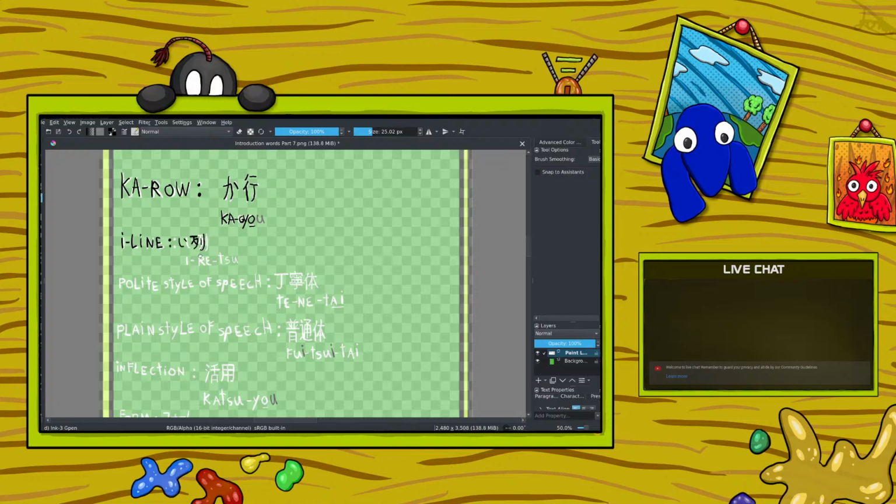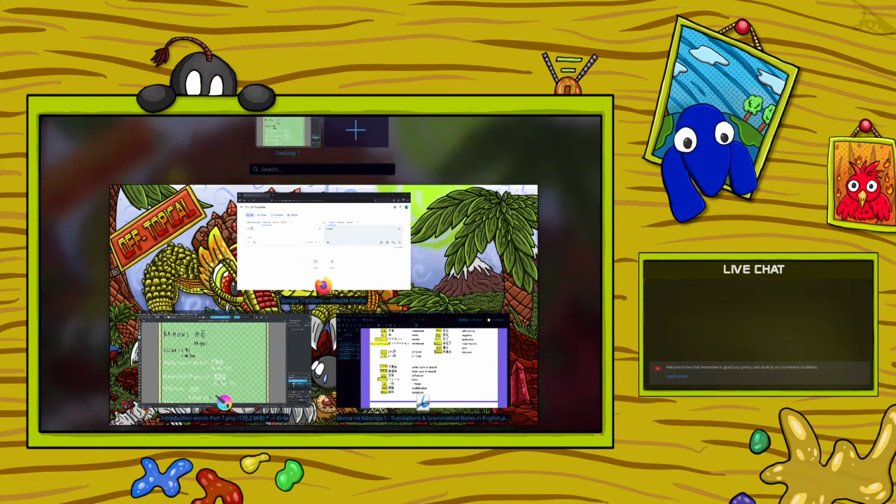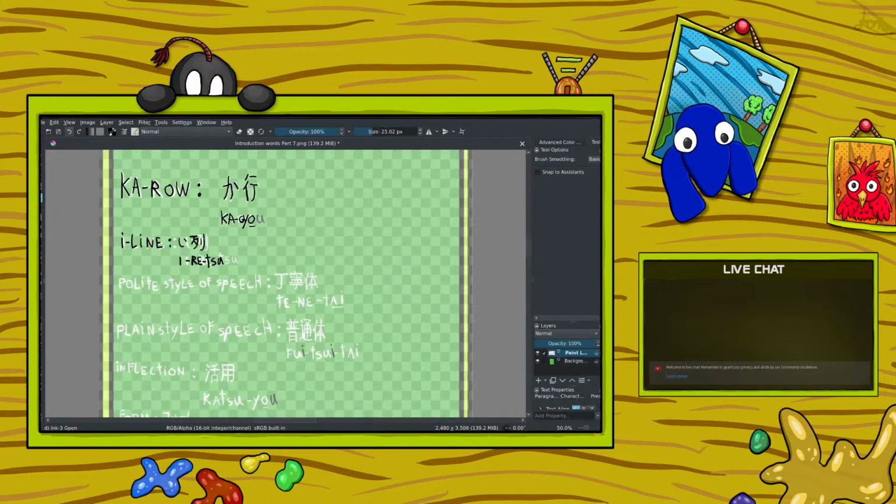There you go, the I line, which is the I, re, tsu, ratsu. Ratsu means line, basically. That's why it's called airatsu. Alright, polite style of speaking, which is of course also a thing. So we're gonna do that now.